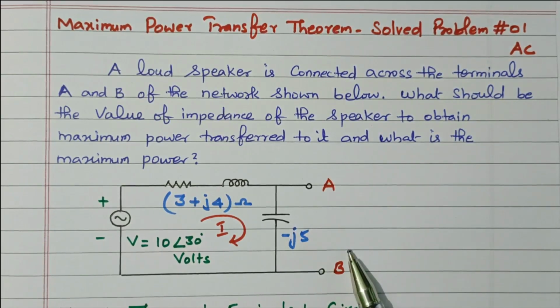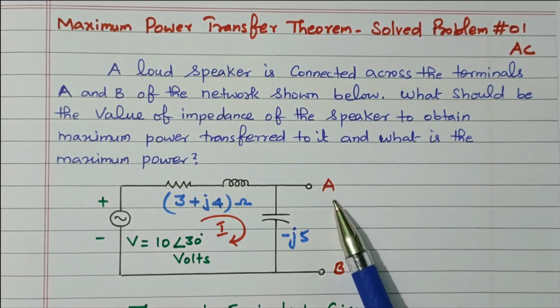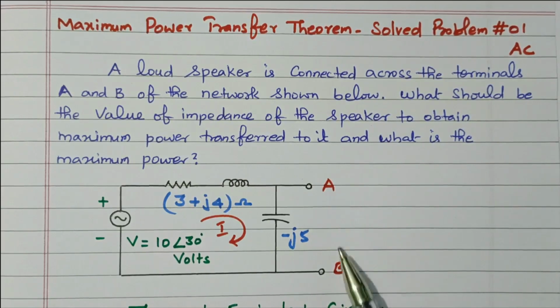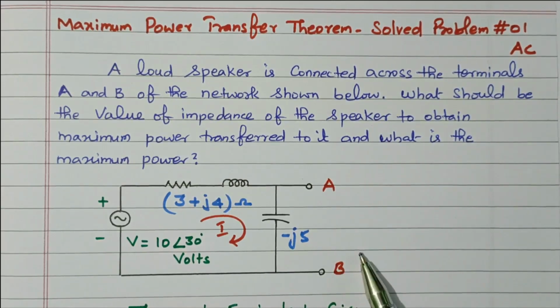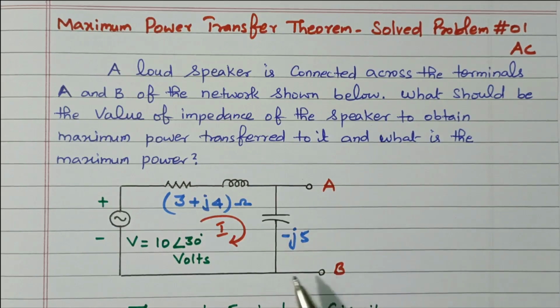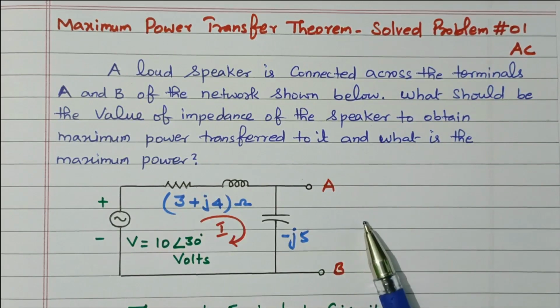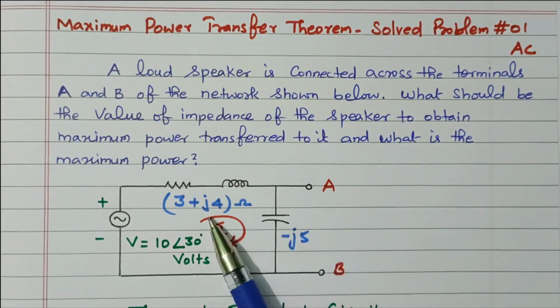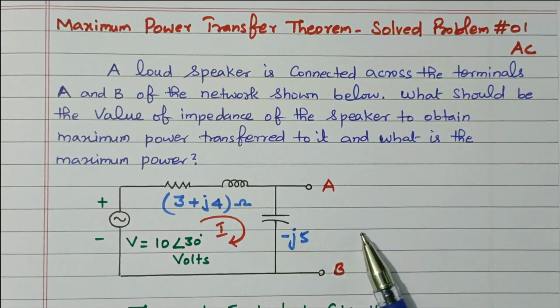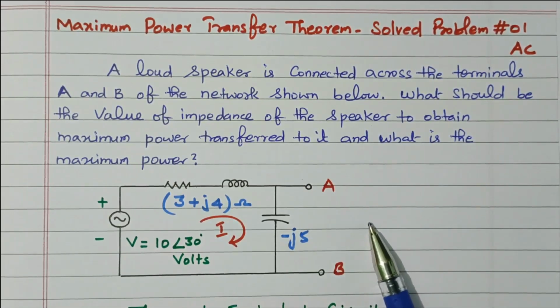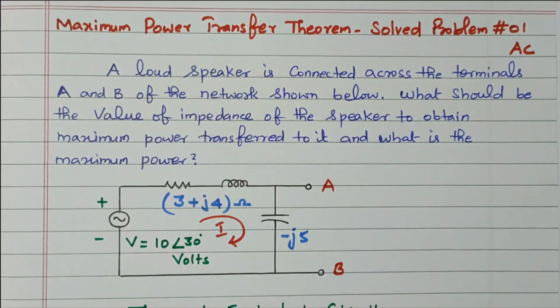So it is clearly given that maximum power is transferred to the load. So the loudspeaker is taken as the load that is connected across AB. So the maximum power is transferred. So we can use the maximum power transfer theorem for this network. What is the maximum power transfer theorem? The impedance of the speaker and the internal impedance of the circuit both are equal. That is the condition given by the maximum power transfer theorem. So based on that we can proceed. The first step is we need to find the Thevenin equivalent circuit.